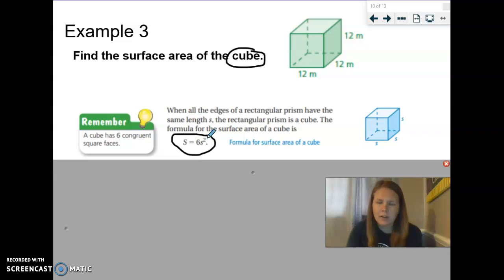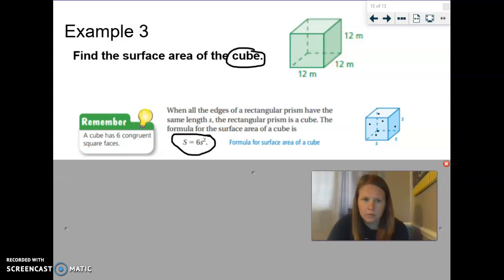Because when you find the area of a square, you're taking the sides and you're squaring it. You're taking the side times the side. So that's where this S squared is coming from. The 6 is coming from because it says a cube has 6 congruent square faces. There's 6 faces. There's 1, 2, 3, 4, 5, 6. There's 6 faces on this cube as we go through, and that's why we're multiplying it by 6.